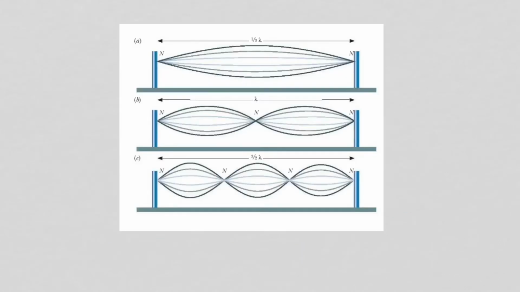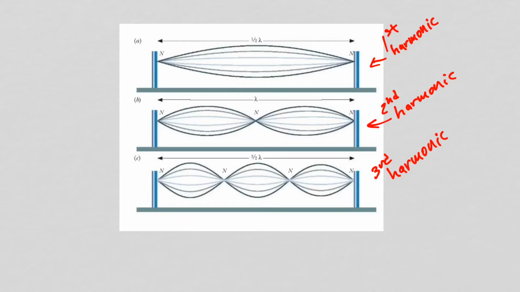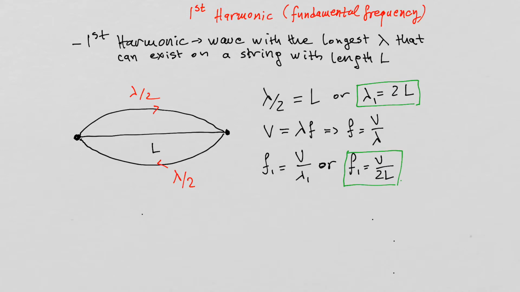So here is a representation of the first three harmonics on a string. So this is the first harmonic, which has a frequency that corresponds to the fundamental frequency. Then we have the second harmonic right here. And finally, we have the third harmonic right here. Now let's look at how the three harmonics are generated on the string.